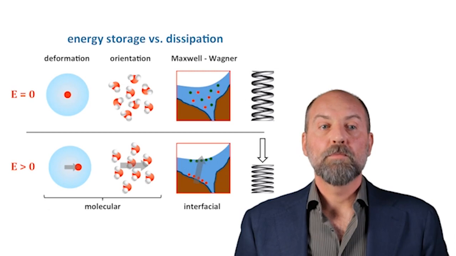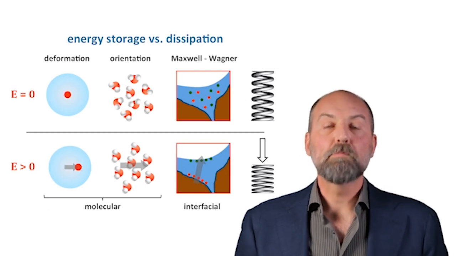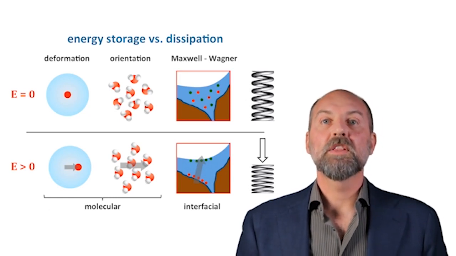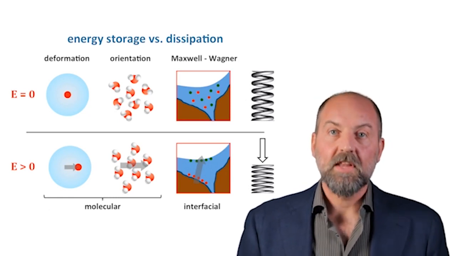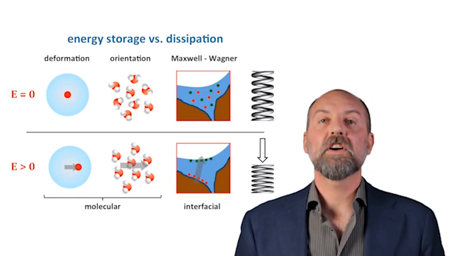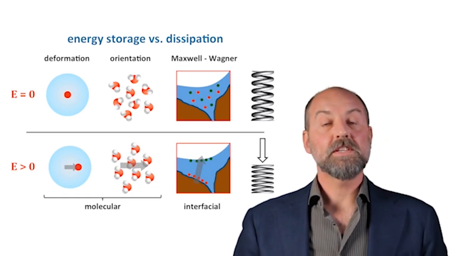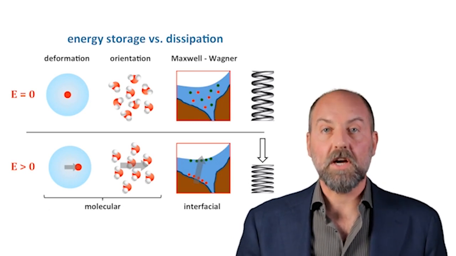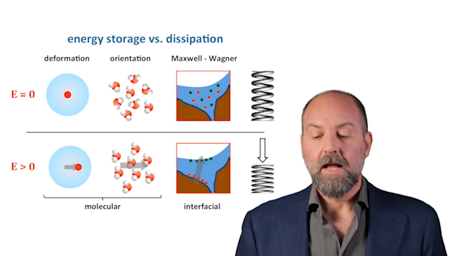This is typical of polarization phenomena. As opposed to that, in conduction phenomena, energy is not conserved. Energy is in fact dissipated. And this is another main difference between conduction and polarization phenomena.